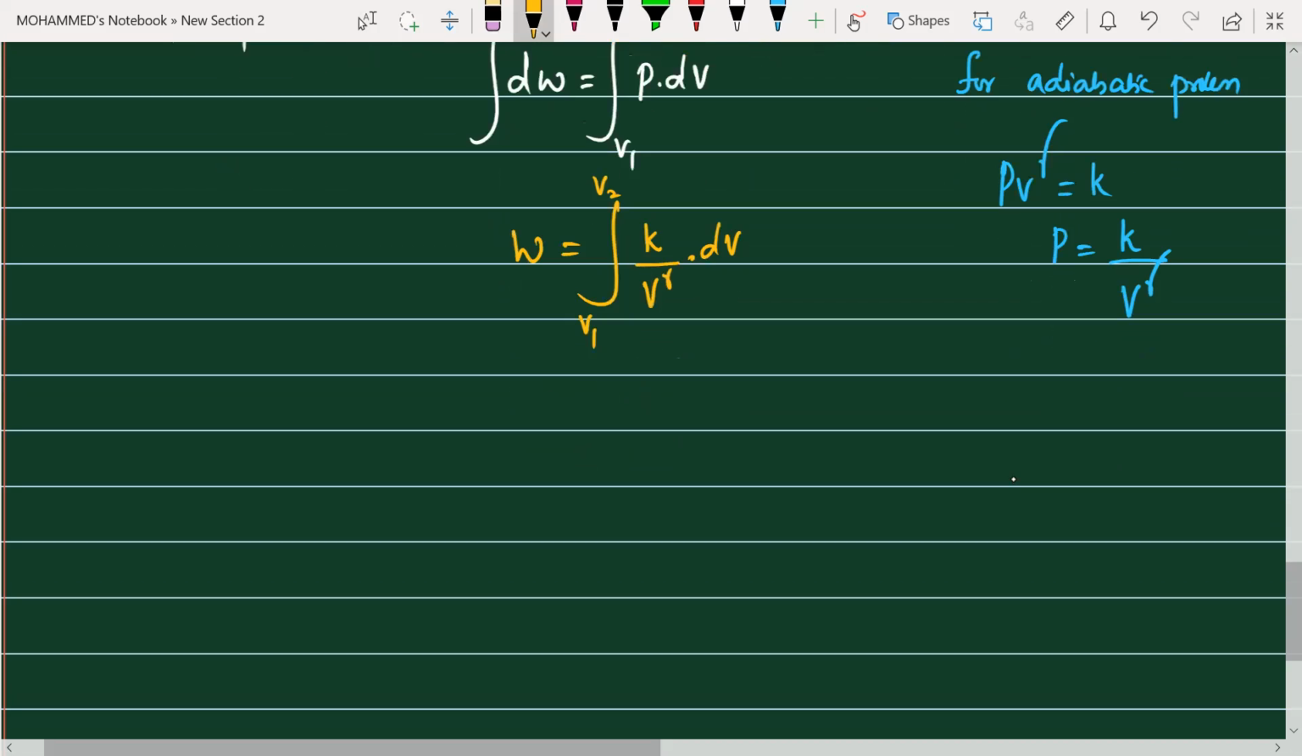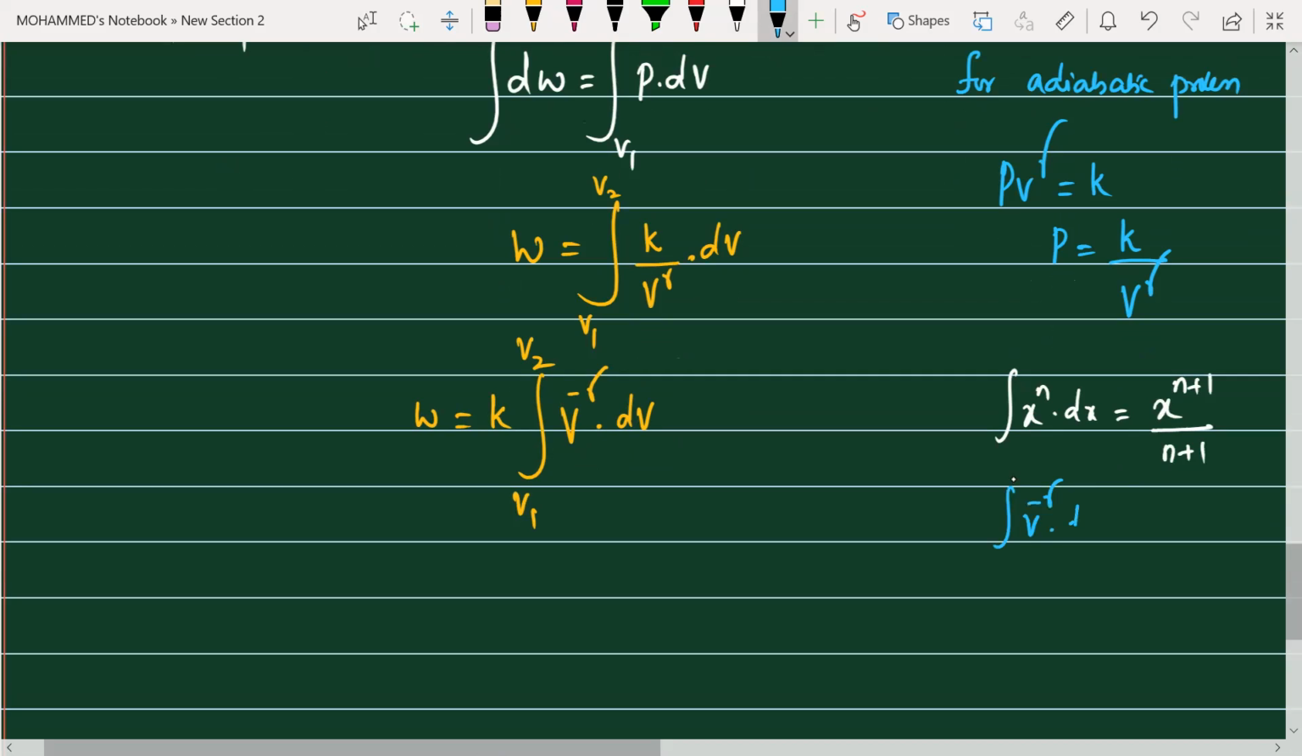Now bring the constant K out. W is equal to K times the integral of V to the power of minus gamma into dV, from V1 to V2. You know this basic mathematics formula, beta. Integral of x to the power of n into dx is equal to x to the power of n plus 1 divided by n plus 1. So the integral of V to the power of minus gamma into dV will be equal to V to the power of minus gamma plus 1 divided by minus gamma plus 1. Can I write like this?